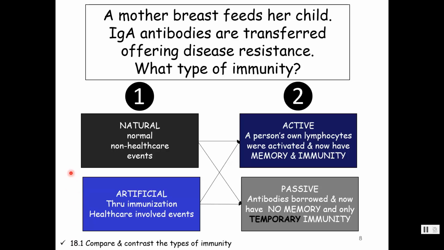Okay, let's see if you can do the next one. A mother breastfeeds her child. IgA, so secretory IgA, those are those dimers that protect the mucosa. So IgA antibodies are transferred, offering disease resistance. What type of immunity does that child now have? Was this a natural event or was this an artificial event? Has that baby's immune system been activated and generated the response, or are these antibodies borrowed?